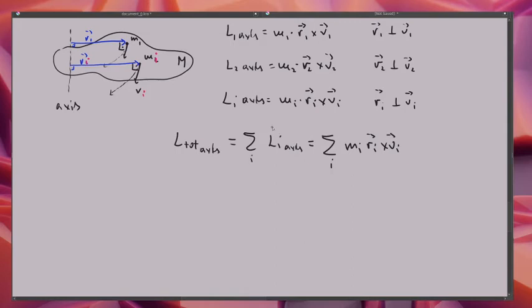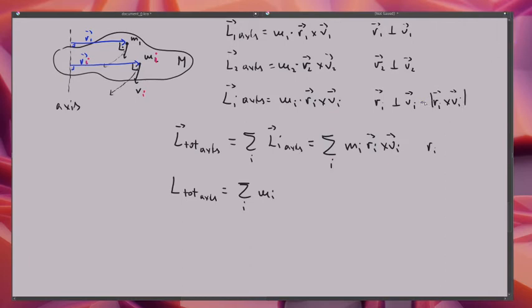I should keep the vector notation here, and so also here and here and here. Now what I'm going to do though is I want to get the magnitude for this. So I'm going to write L total, the magnitude about the axis. It's going to be summation Mi, and then, since Ri is perpendicular to Vi, what I can write is Ri cross Vi.